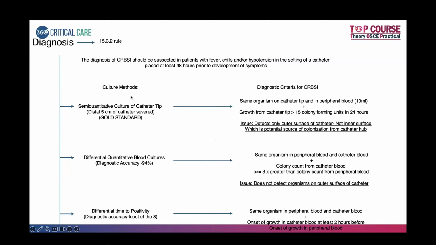So the culture methods are: one, semi-quantitative culture of the catheter tip. The distal 5 centimeters of the catheter is severed, and this is considered the gold standard. The same organism on the catheter tip and in the peripheral blood of about 10 ml is usually seen, and the growth from the catheter tip should have more than 15 colony forming units in 24 hours. That's why the 15 number comes here. The problem is it detects only the outer surface of the catheter, not the inner surface, which is a potential source of colonization from the catheter hub.